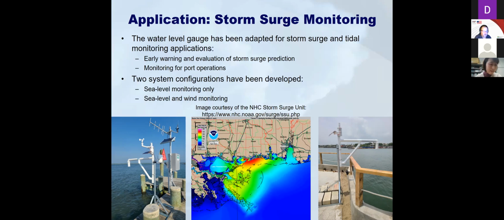The whole goal of these projects is to help with early warning of storm surge, and prediction and evaluation. What's also been interesting as an application is that it helps with port operations, on water levels for shipping in and out of the ports. And we've developed two systems. One can include not only sea level, but also wind, and a simpler solution just monitors the sea level conditions for storm surge conditions.